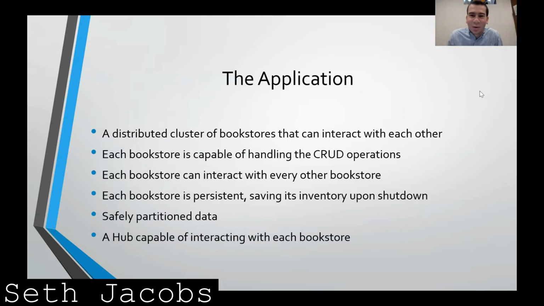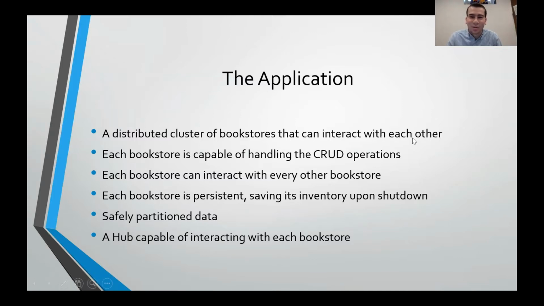Over the course of the summer, we built an application for a distributed bookstore. A bookstore has a repository of books on which the CRUD operations can be performed. You can create a book, read the information of a book, update the information of a book, and delete a book from the repository. The repository is persistent, and the inventory gets saved to disk even upon shutdown. To partition the data evenly, we have one bookstore per server in the network. We then have a hub to maintain the network.